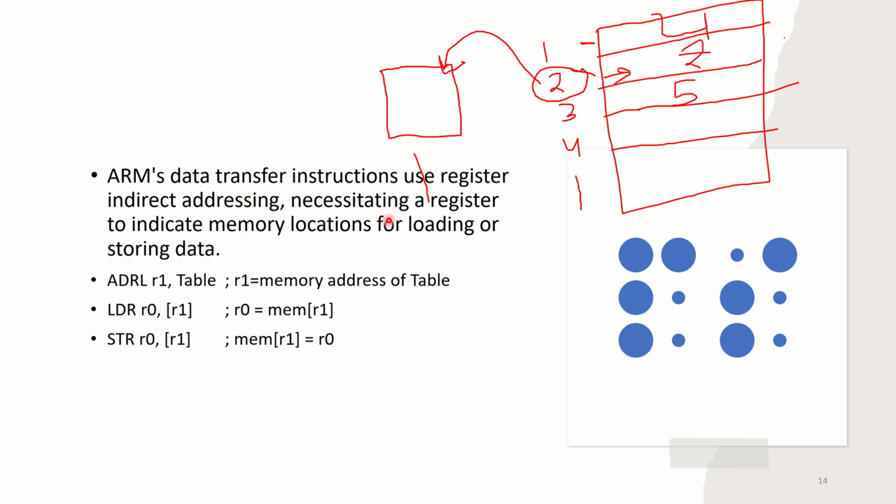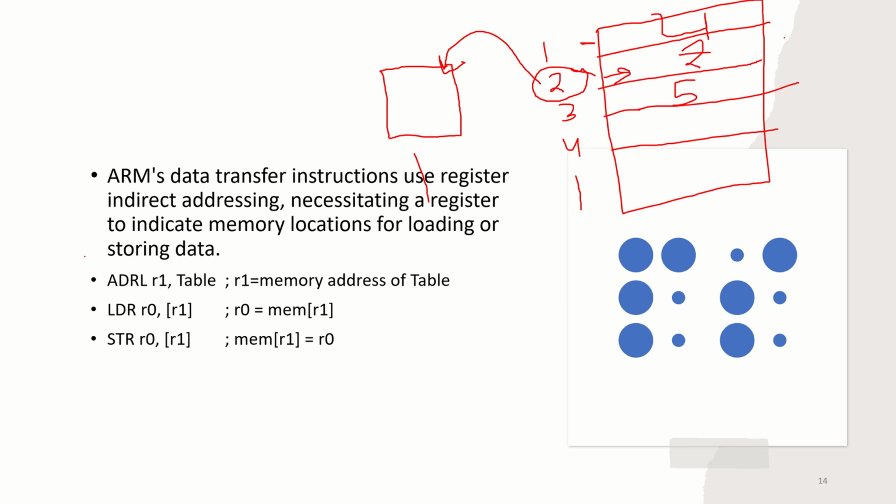So this is register indirect addressing, necessitating a register to indicate the memory location for loading or storing data. Suppose I want to store data at a particular memory location X. That location address needs to be first stored into a register, and then we can store at that particular location. It will be very clear if we see an example here.